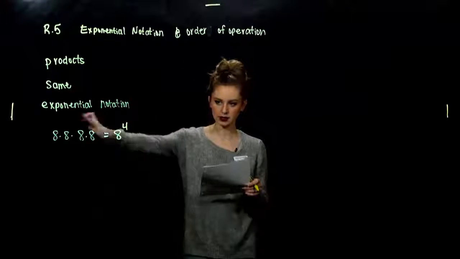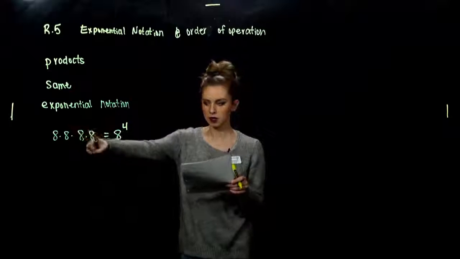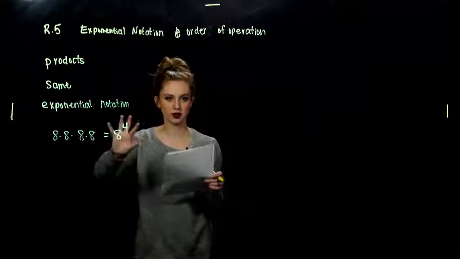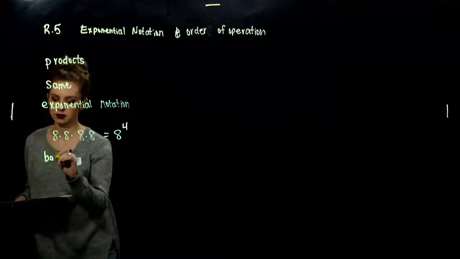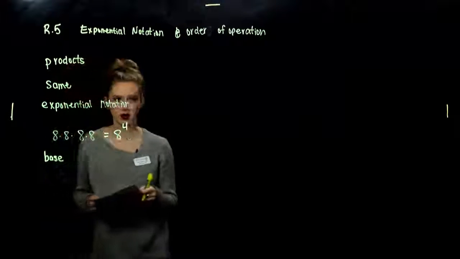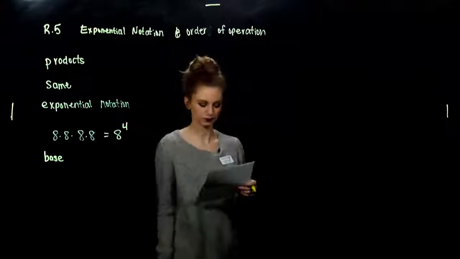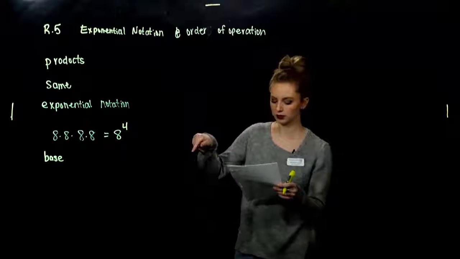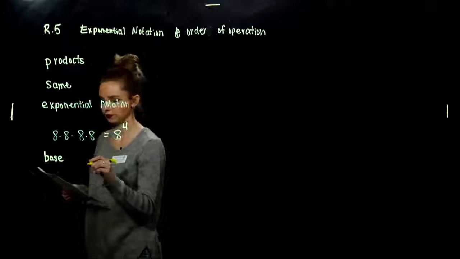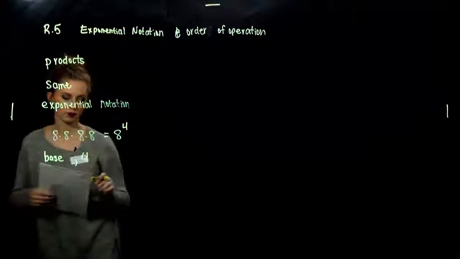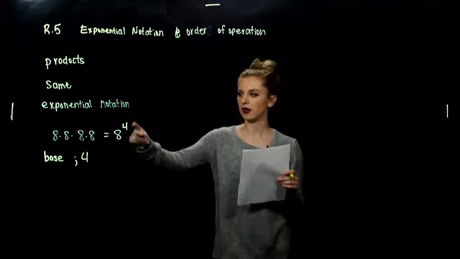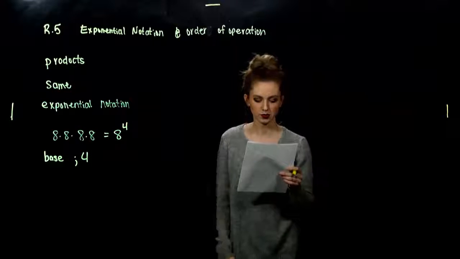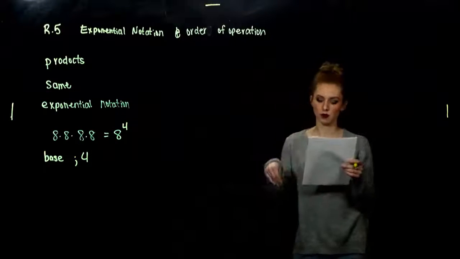In this example, the number 8 is called what of the exponential notation? That thing is called the base. There we go. Marker's finally behaving. And then the number 4 is the exponent. So we have the same base all being multiplied, and altogether, I have 4 factors of 8. So we can rewrite that as 8 to the 4th.